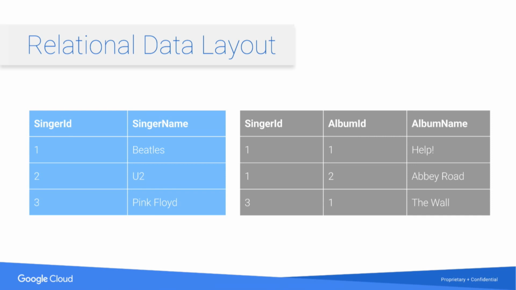So within the singer table, we have a singer ID, which is a primary key, identified by an integer, and then we have the singer name. Within the albums table, we have the singer ID, which maps back to the singer table, and then there's an album ID that uniquely represents the album name. So in a traditional relational database, you'd basically have a primary foreign key relationship between the two, linking by singer ID.